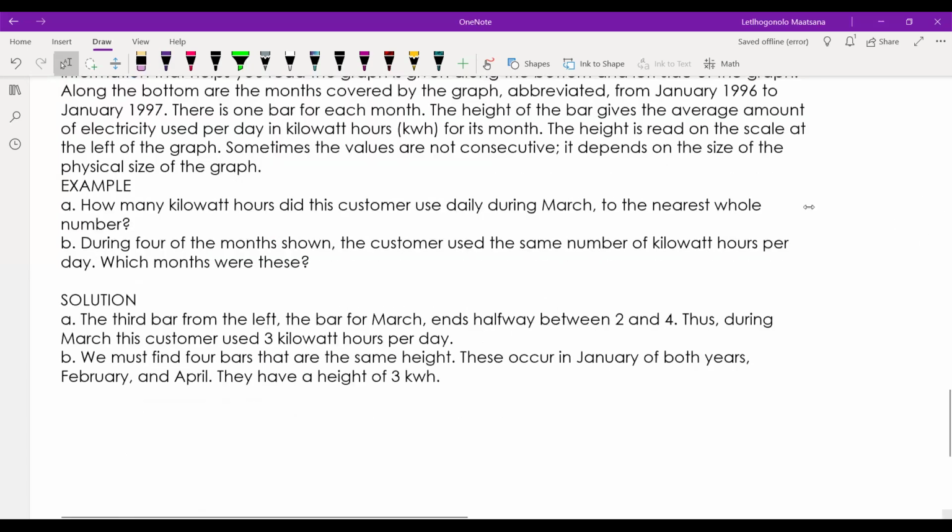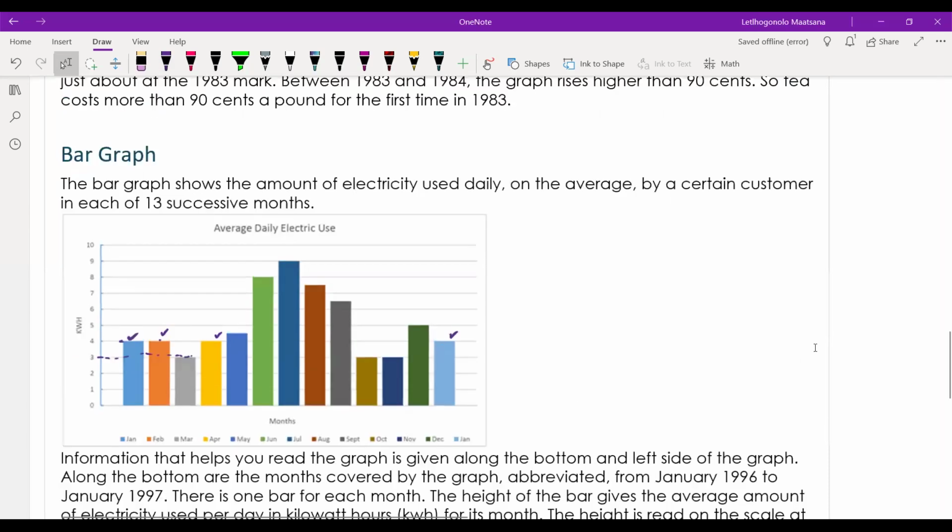So they made a mistake. The height there is 4. We can clearly read it off our graph.